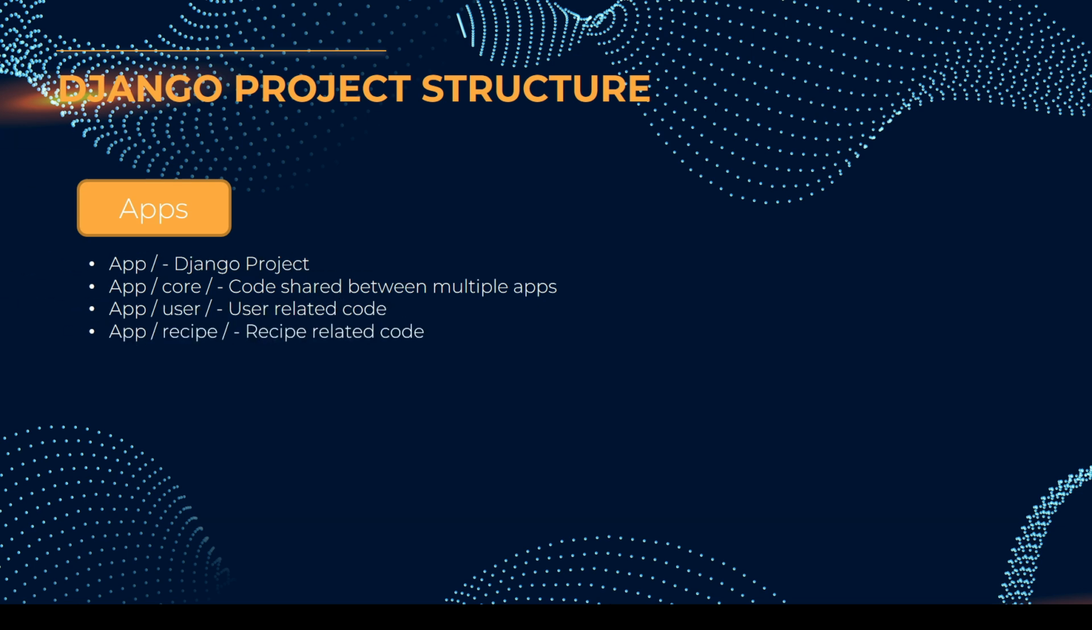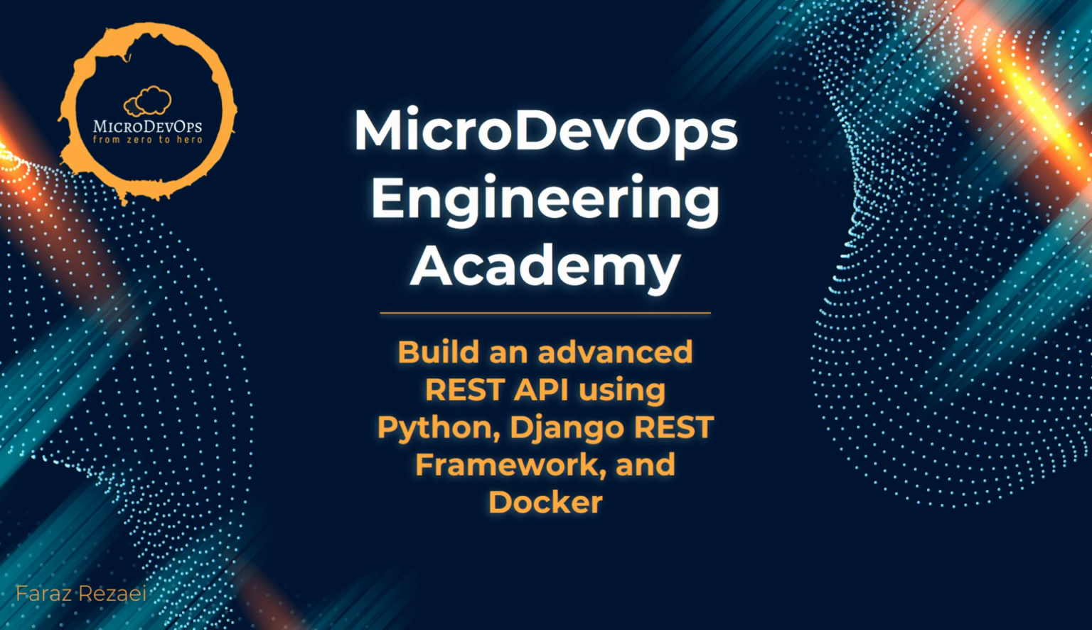Finally, we have the recipe app. So this is going to have everything to do with the recipe APIs that our app provides. Will be things like handling and updating ingredients and tags, and also managing, so creating, deleting and updating recipes. So that's an overview of the different Django apps that we are going to be creating now.